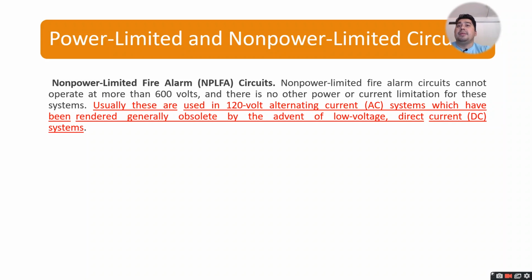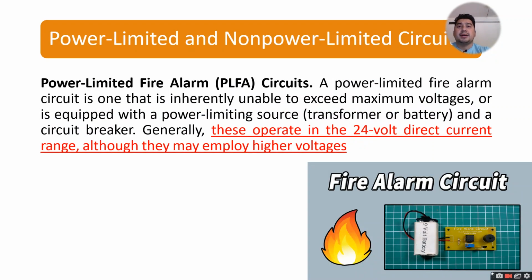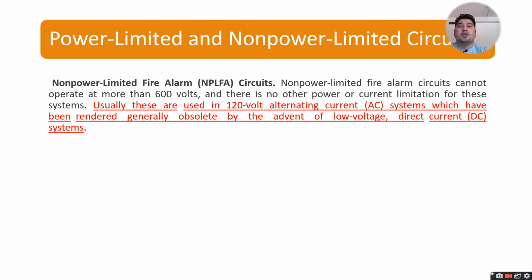After that, we have the non-power limited fire alarm circuits. They cannot operate at more than 600 volts. So this one can operate at 24 volts direct current, but it cannot operate at more than 600 volts, and there are no other power or current limitations for these systems. Usually these are used in 120 volt alternating current systems, which have been rendered generally obsolete by the advent of low voltage direct current systems.